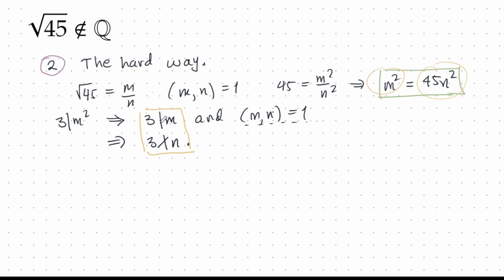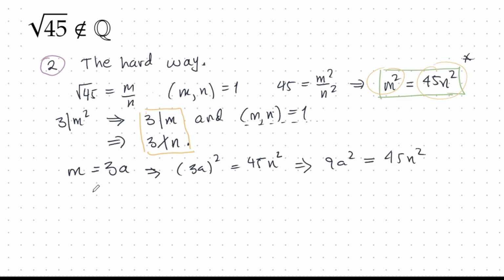So since 3 divides m, we can write m as 3a, for example, and we can put it into this expression, and we get (3a) squared is 45n squared, and that is 9a squared is 45n squared. So let's divide some stuff, and we get a squared is 5n squared. Okay, so that's worth highlighting like this.